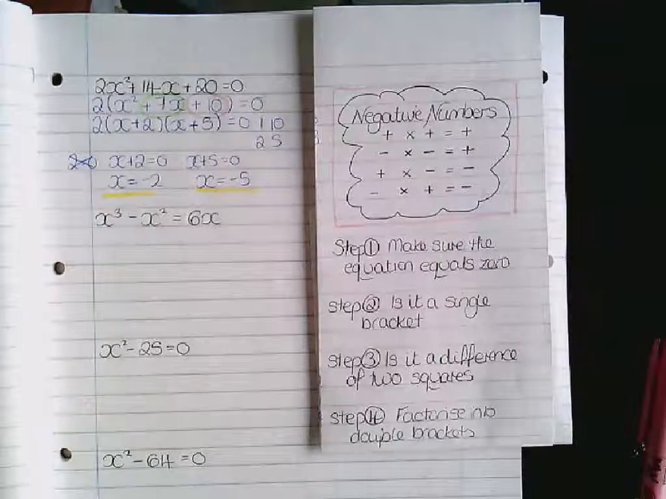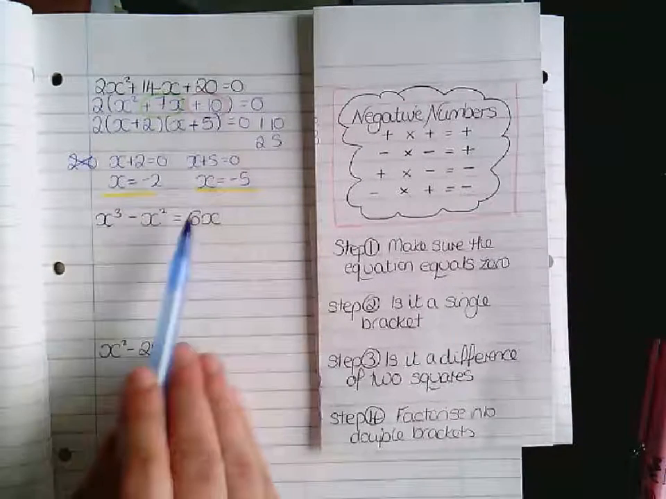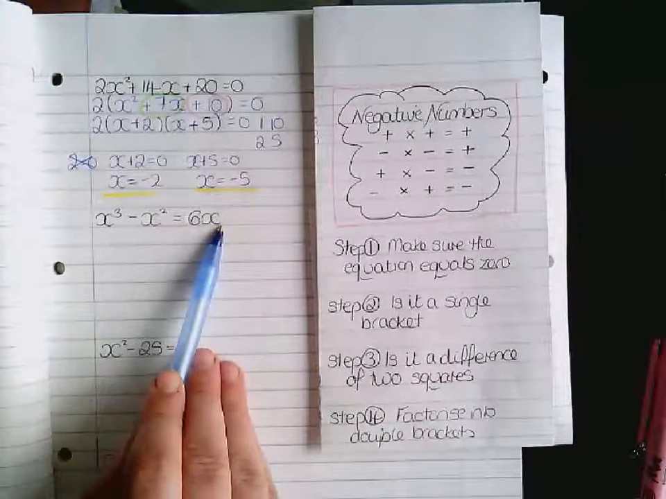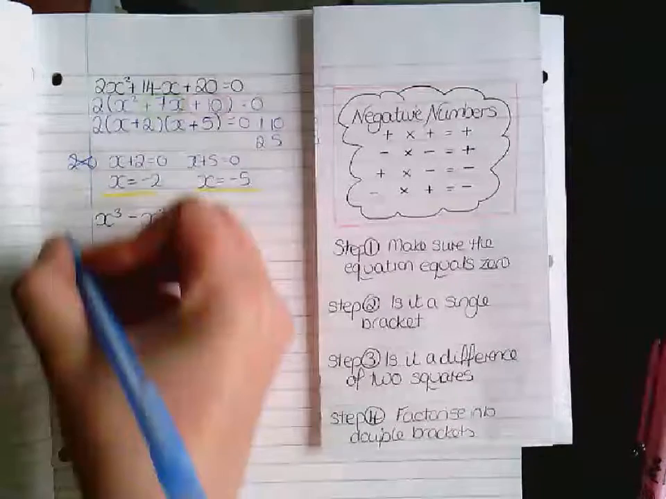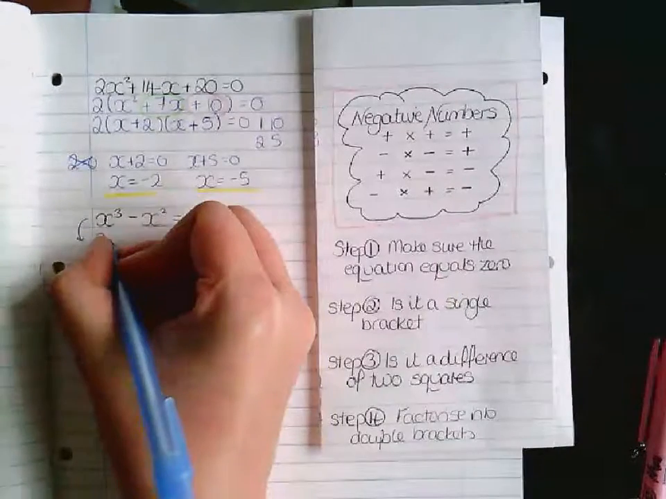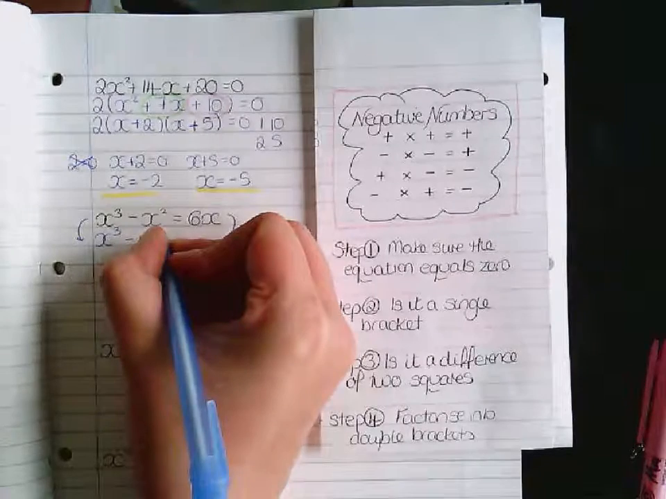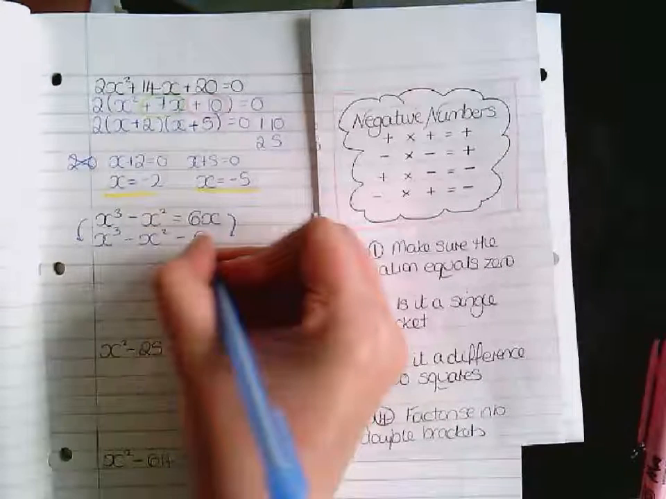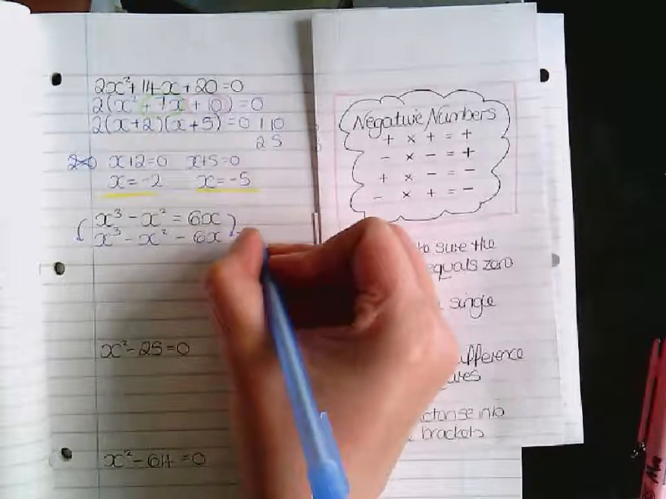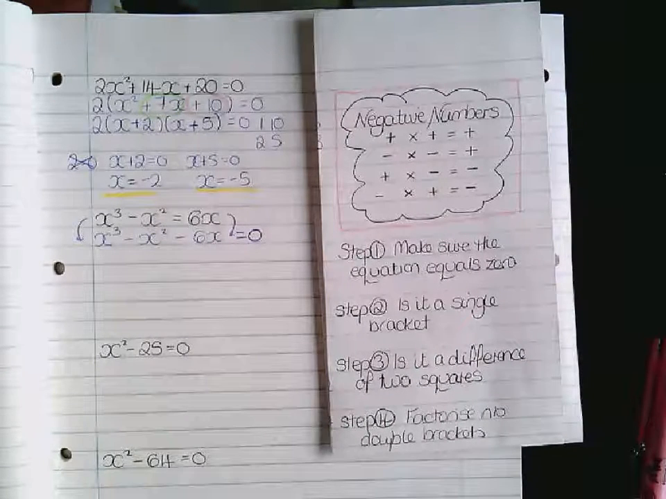Now let's follow the procedure again for the second question. Make sure the equation equals 0. It does not. So I'm going to sort that out first. I'm going to take away 6x from both sides. And that's left me with 0 over here. That's good. That's what I want from step 1.